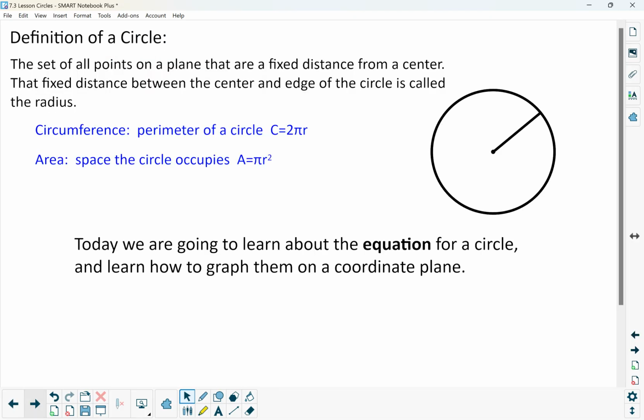So we worked with circles a lot in Unit 6. Just as a reminder, a circle is a set of all points that are a fixed distance away from the center, and that fixed distance is called the radius. And we also reviewed last unit the circumference of a circle, which is the perimeter, the outside edge of the circle. The formula for that is C, circumference, is equal to 2 pi times the radius. And then the area of a circle, which is the space that it occupies, is pi r squared. Today we're going to learn about the equation for a circle and how to graph them on a coordinate plane.